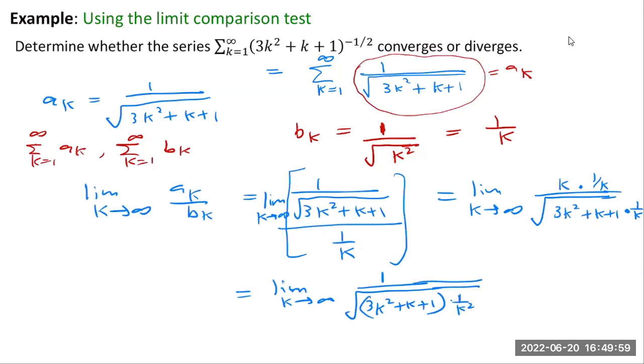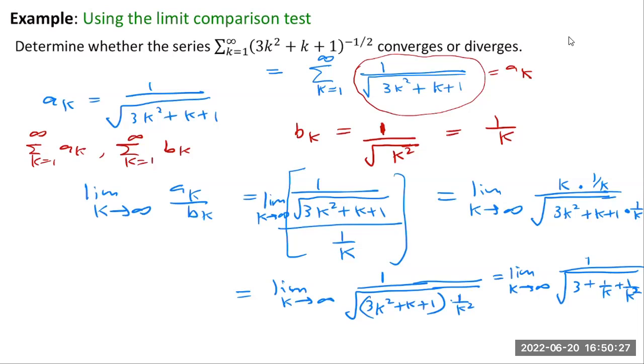When you take this term inside the square root, you have to square this one. The square of this one is 1 over k squared. So 1 over k squared should be there. Okay. So now if you simplify this, you get limit k approaches infinity 1 over square root of 3 plus 1 over k plus 1 over k squared.